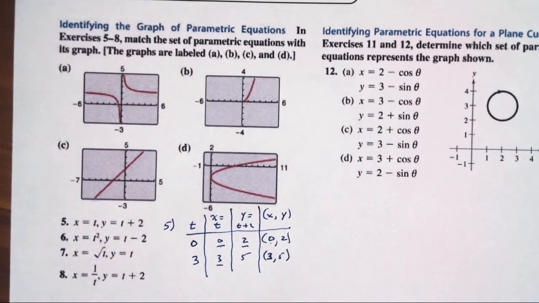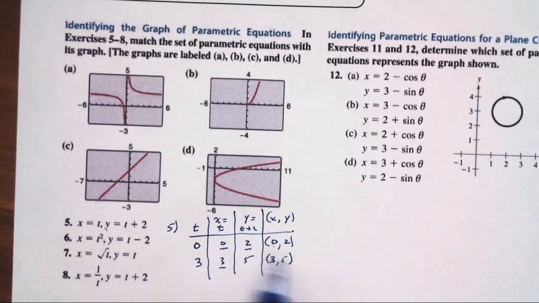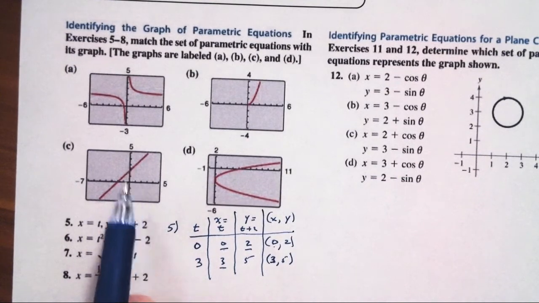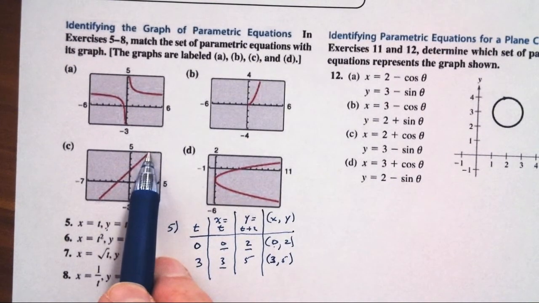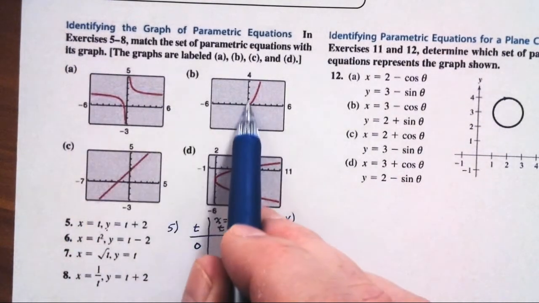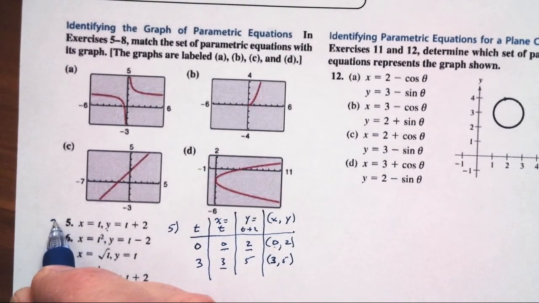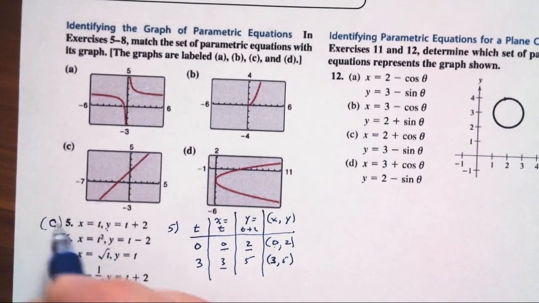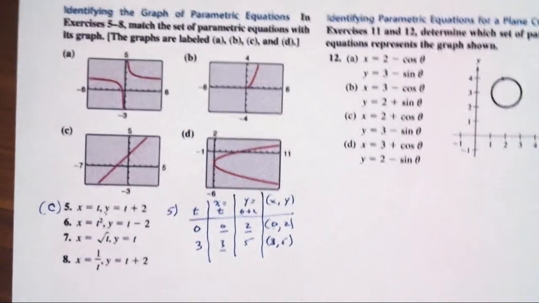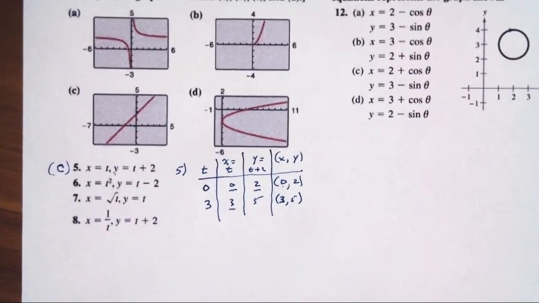So I'm going to go to where I think it is. It's a line. Does 0, 2 look like it's on there? Yep. Does 3, 5 look like it is? Yep. 0, 2 is not on here. 0, 2 is not on there. And 0, 2 is not on there. So 5 must be C. So let's continue with 6 here.